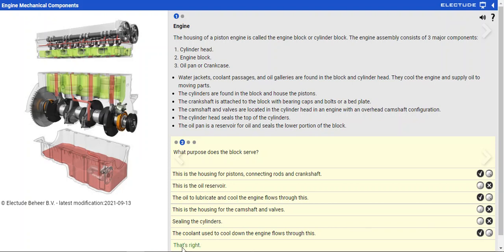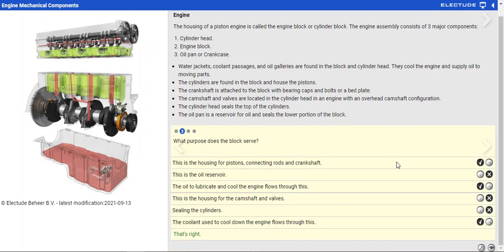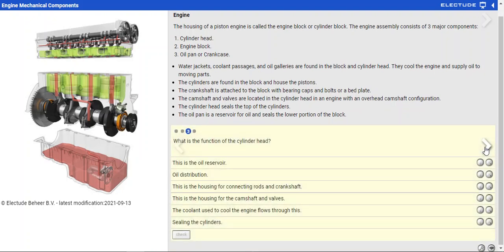And I'll hit check, and that is right. And I'll proceed to the next question there.